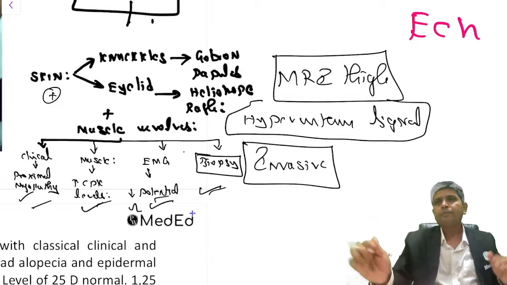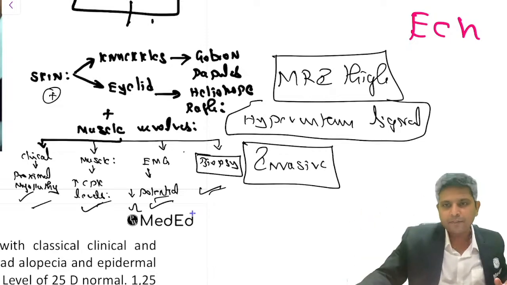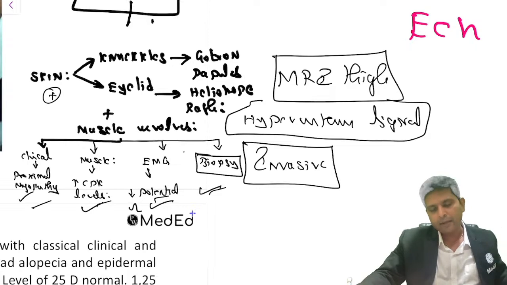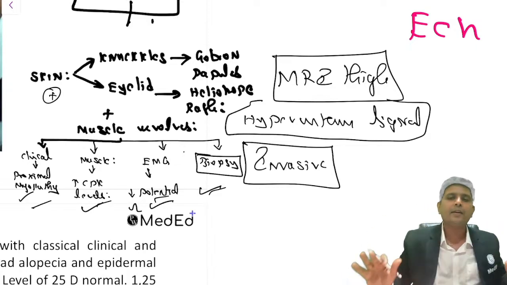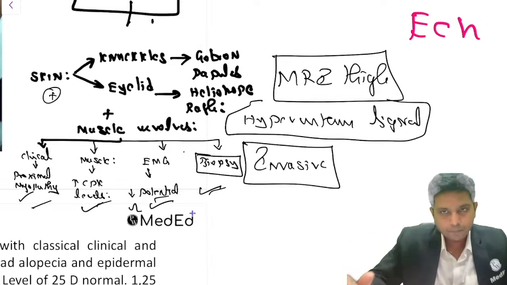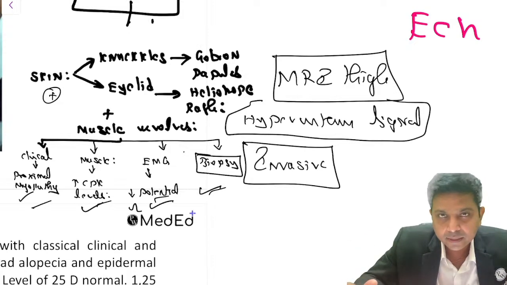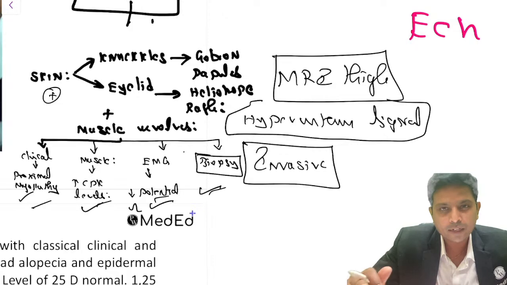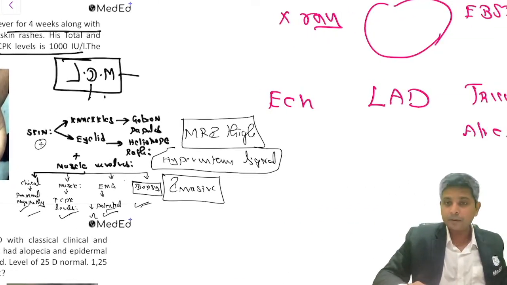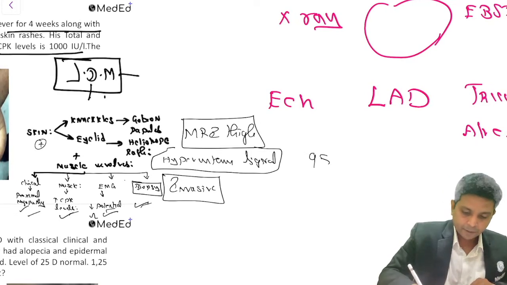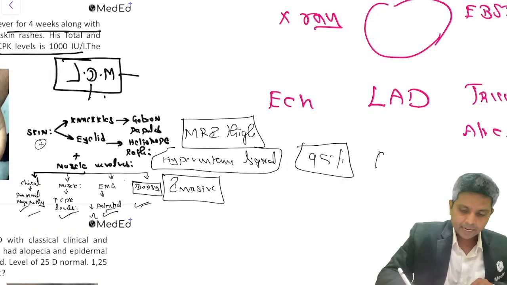Proximal myopathy in the form of difficulty in standing or getting up, along with elevated CPK and skin lesions, directly go for MRI thigh. I repeat, my dear friends, MRI thigh is the investigation of choice at present for a suspected case of juvenile dermatomyositis. Remember, almost 95% of kids will have ANA positivity.